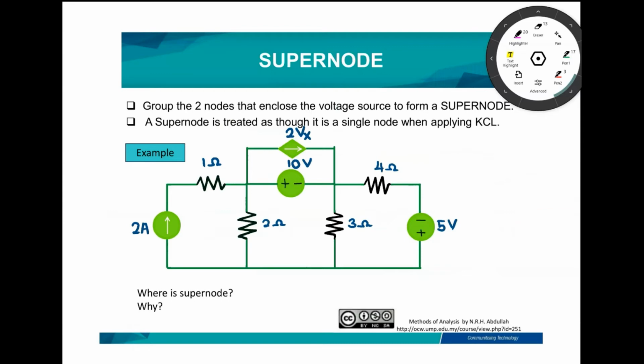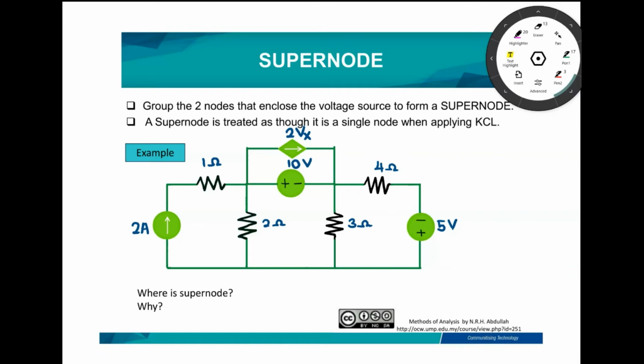What is a supernode? Group the two nodes that enclose the voltage source to form a supernode. So, a supernode is treated as though it is a single node when applying KCL. As you can see here, this is an example of the circuit. So, what is a supernode and why?